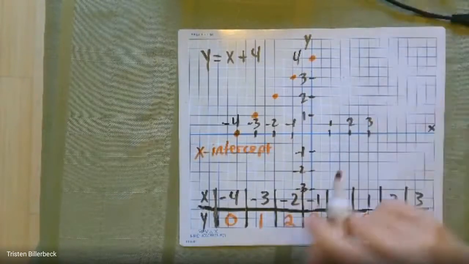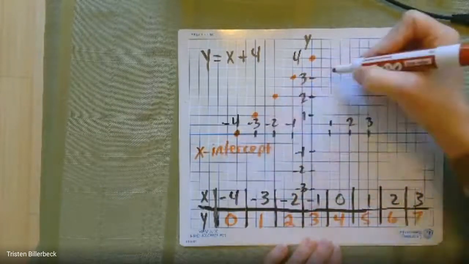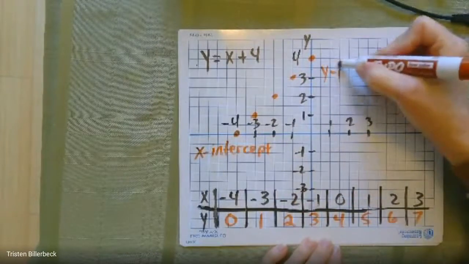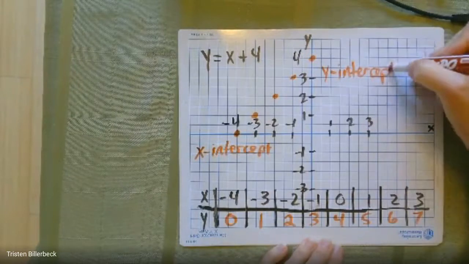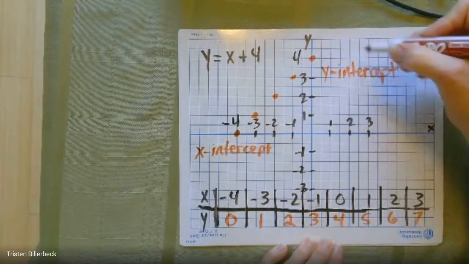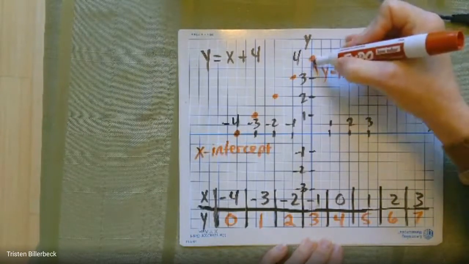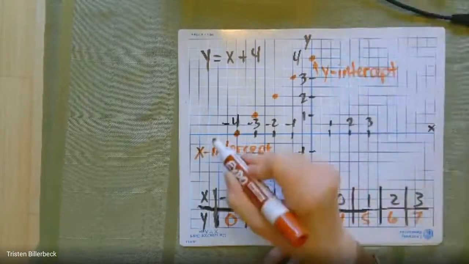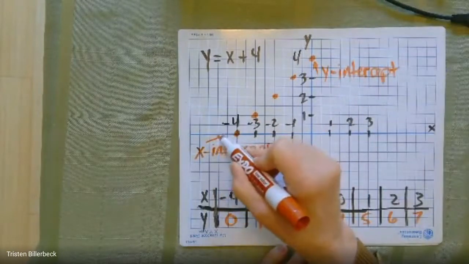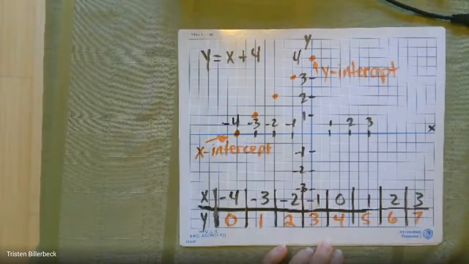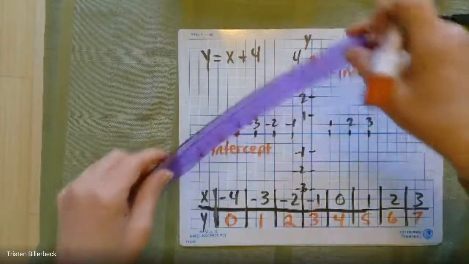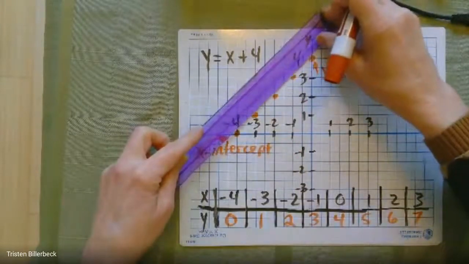Okay, this is called my y-intercept, where it intercepts the y-axis. My x-intercept is where it intercepts the x-axis. My y-intercept is where it intercepts the y-axis. So we can draw our line now.